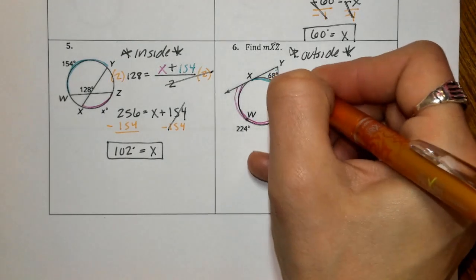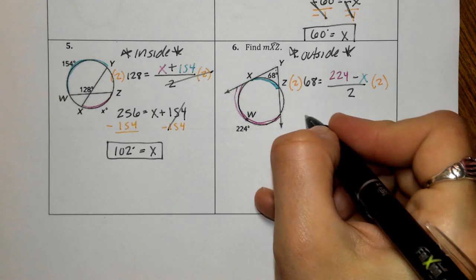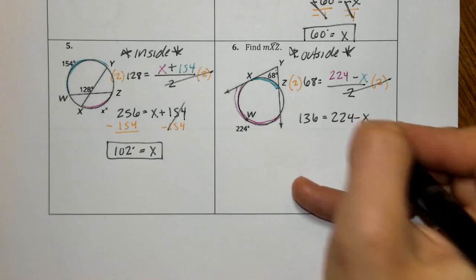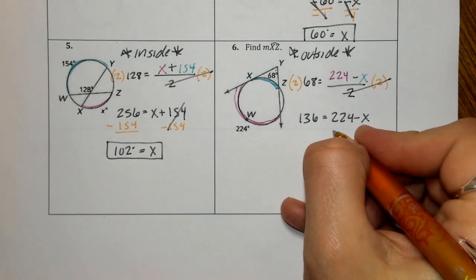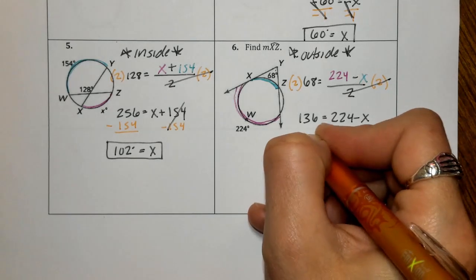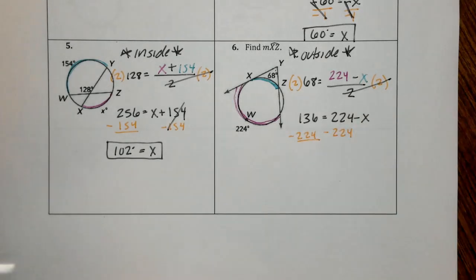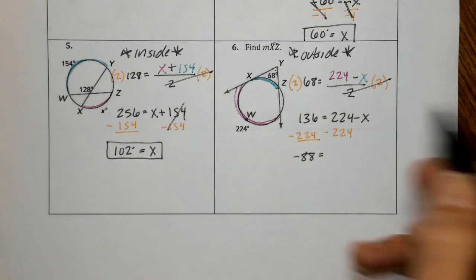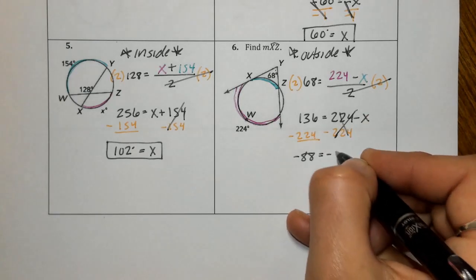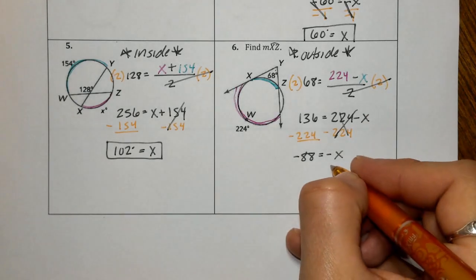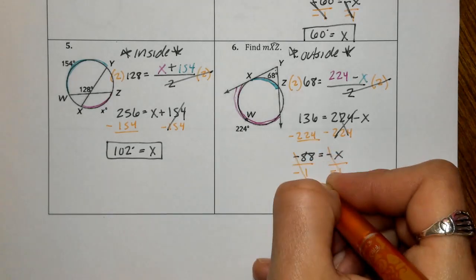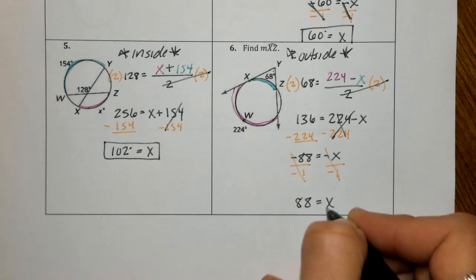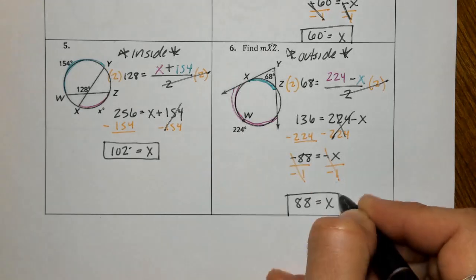Multiply both sides by 2 to get 136 equals 224 minus X. I'm going to go ahead and subtract the 224. I'm going to deal with a couple negatives here for a moment. 136 minus 224 is negative 88. And we have that negative X on the right. So we just cancel out those negatives with the negative 1. And X is 88, or the measure of arc XZ.